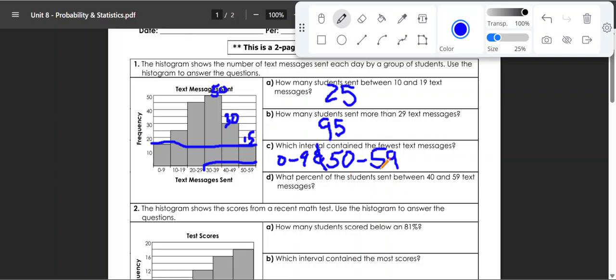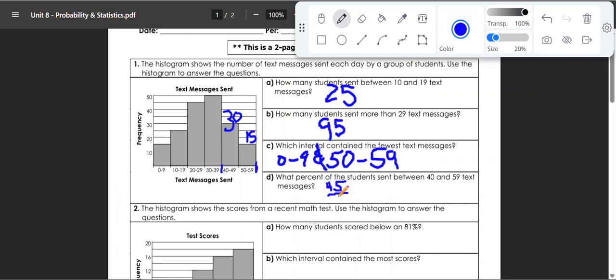All right, now it says what percent of the students had between 40 and 59. Okay, so 40 to 59. So if I'm looking between 40 and 59, 40 starts here and 59 ends here. So it's these last two bars. So to find the percentage, I have to know the total amount of students and I have to know how many are in that range that we're looking for. So in 40 to 49, we have 30 people, right? And then 50 to 59, we have 15 people. So that means 30 plus 15 is 45. So there's 45 students that are between 40 and 59.